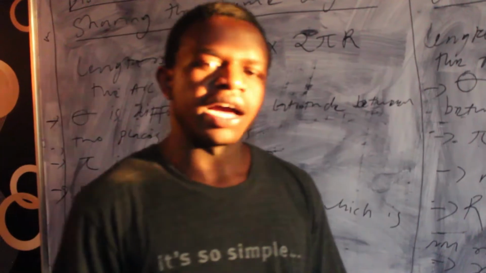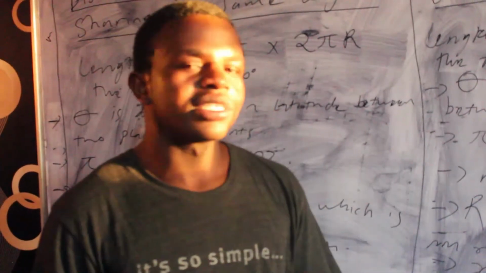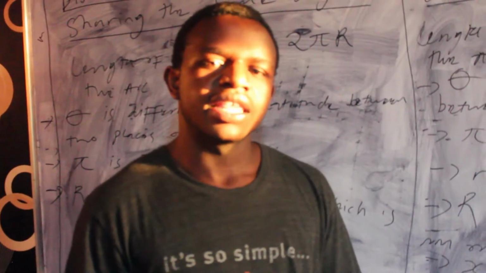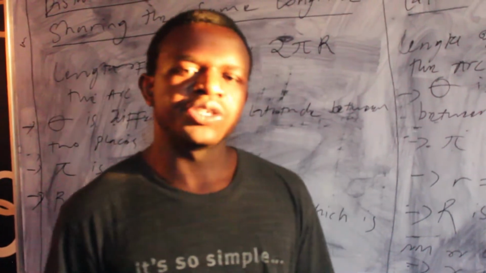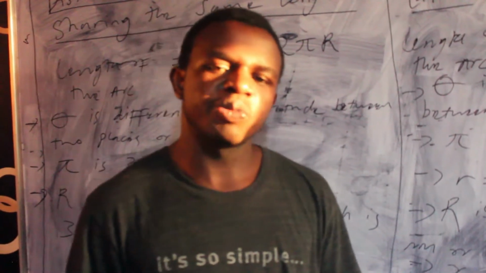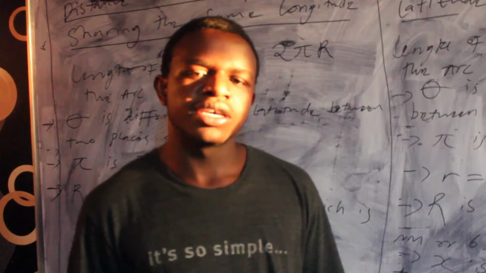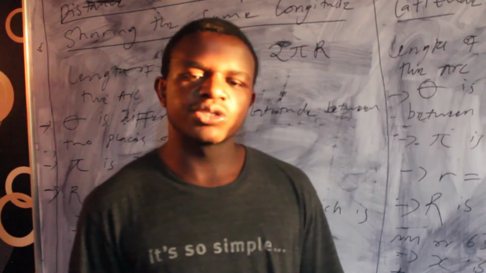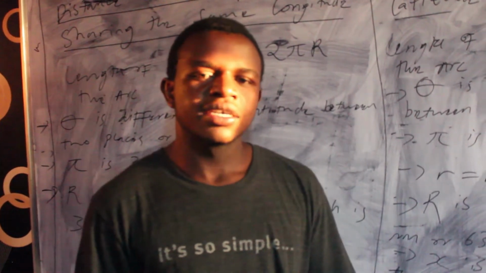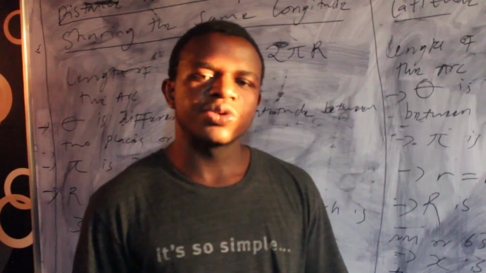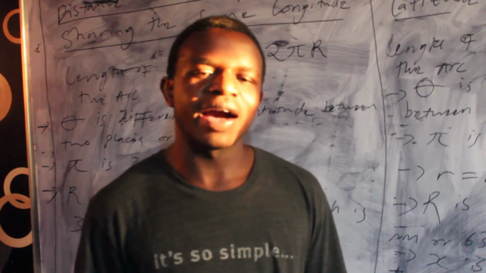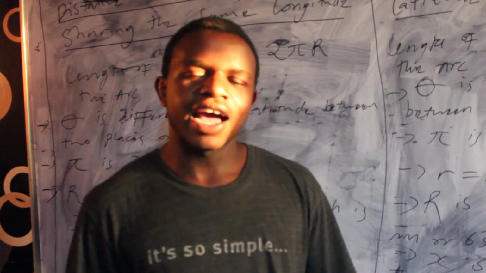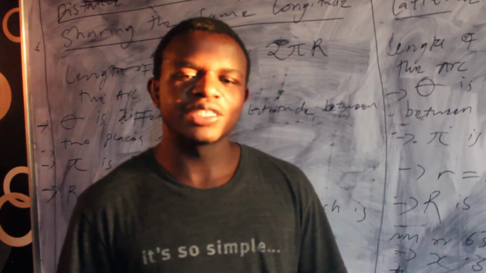Let us now look at how you can calculate the distance between two places that are sharing the same latitude. The formula that you use is: distance is equal to the length of the arc, which is equal to theta over 360 multiplied by 2 pi r. In this case, the r that you use is the small letter r.